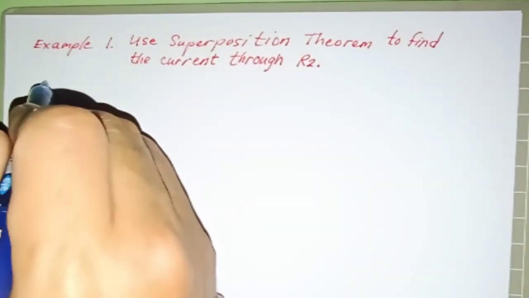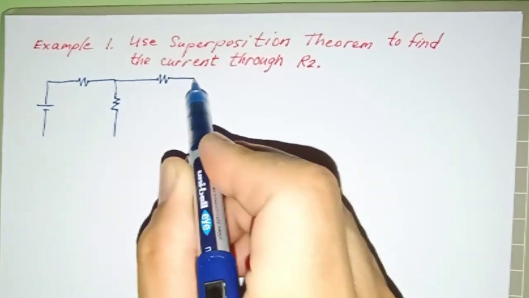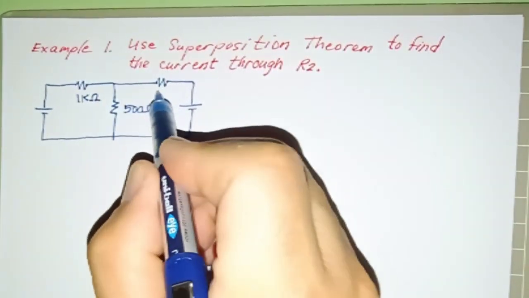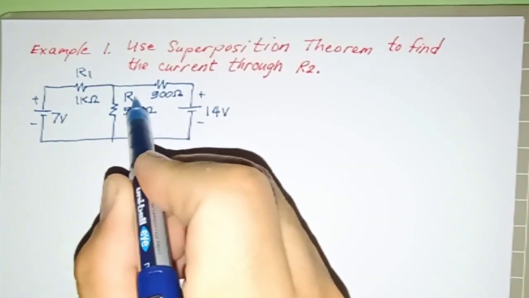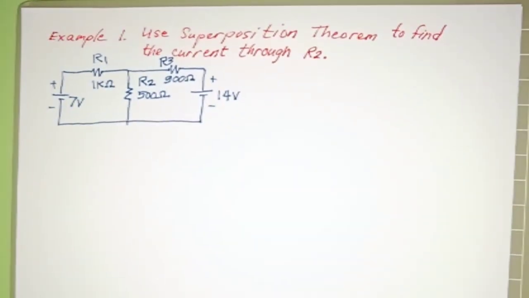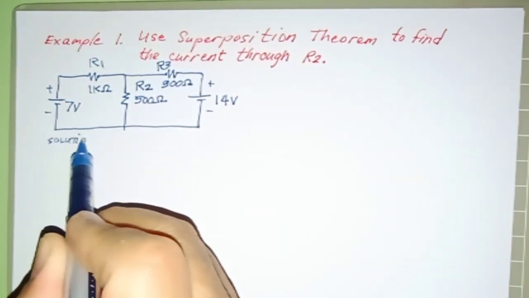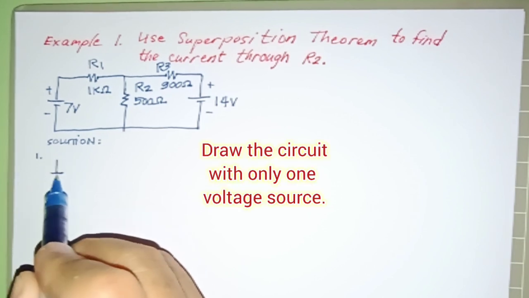Let's start. Let's say that we want to use superposition theorem to find the current through R2, and we have three resistors with two voltage sources. One of them has 1 kilo ohm, the other one is 500 ohms and 900 ohms. We have 7 volts for VS1 and 14 volts for VS2. Now, how do we solve this kind of problem?